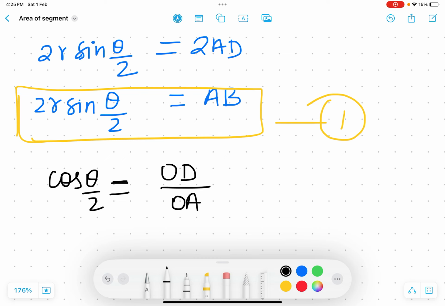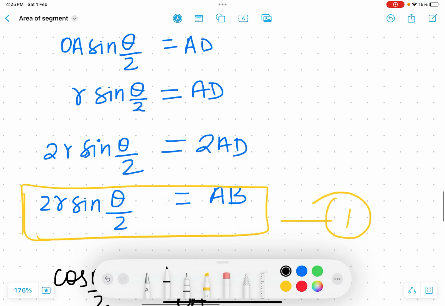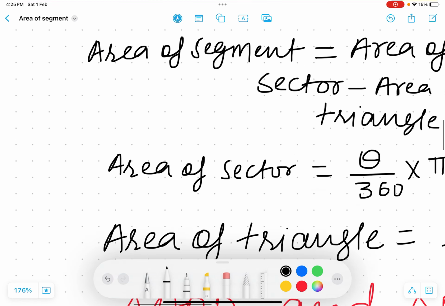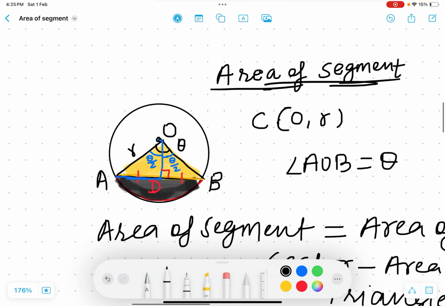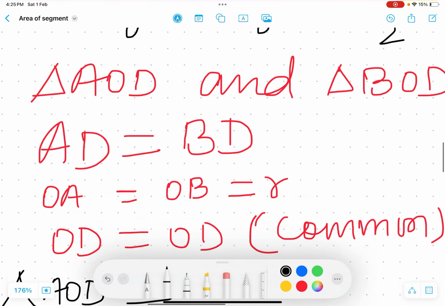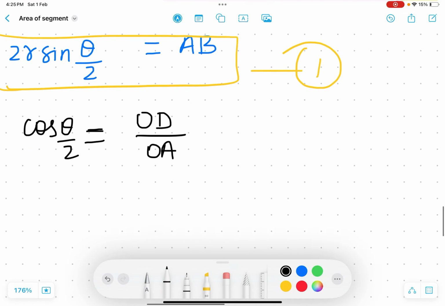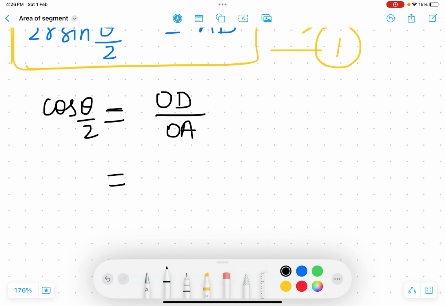OA is the hypotenuse here. You can visualize it again and see. What is the base here? Base is OD, sorry, base is OD here, and what is the hypotenuse? OA is the hypotenuse, so I have kept it like that only. What is OD? We don't know OD. What is OA? OA is the radius of the circle, so we can write it as r.